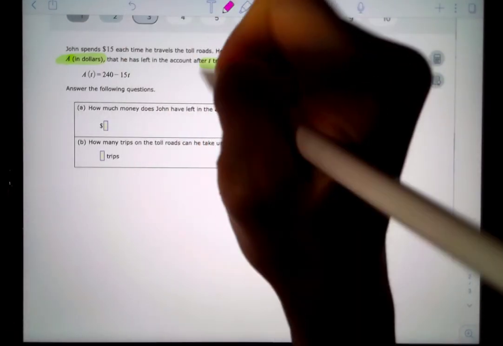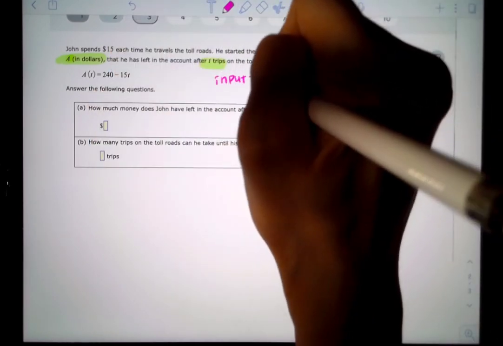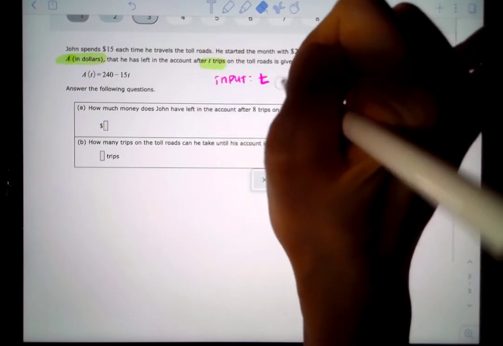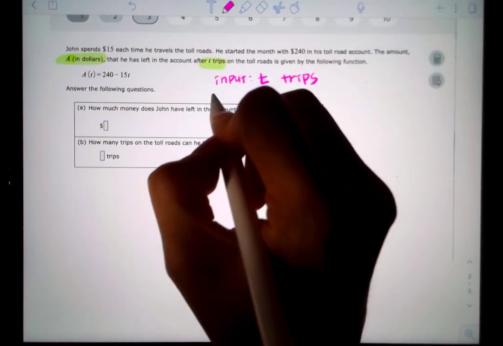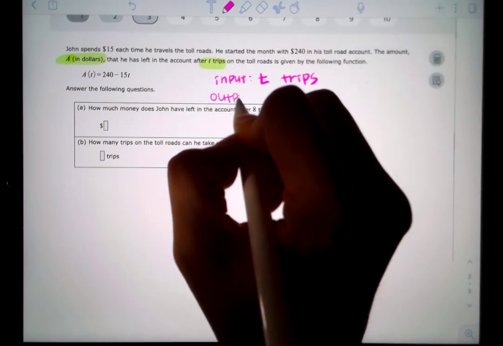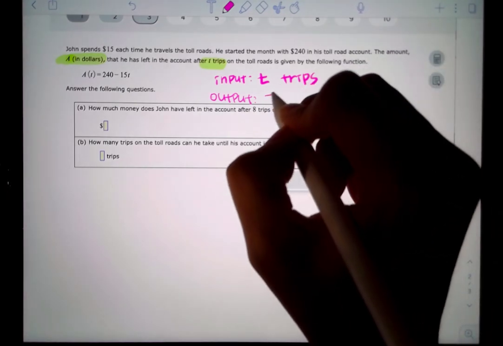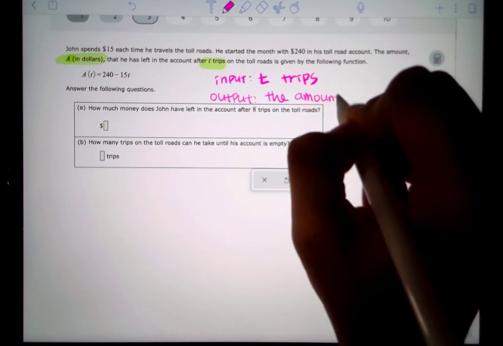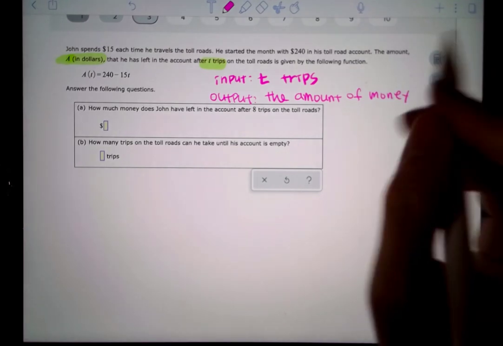Input, my input is T, right? So which is like T trips. And my output is the amount of money left in the account.